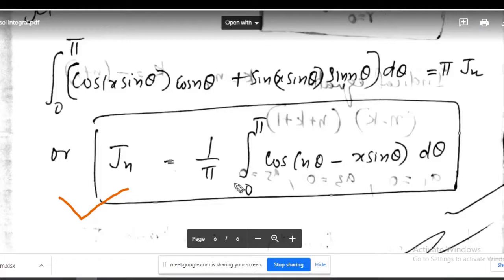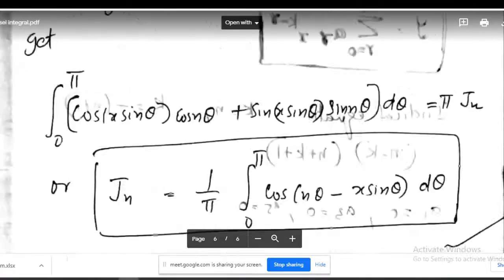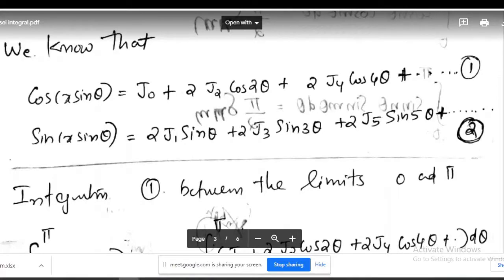So we can write J0. J0 will be 1 by pi integral 0 to pi cos(x sin theta) d theta, since this term will be 0. Sorry. What will be the J0? This term will be 0. Okay. So you have cos(x sin theta) d theta. And J1 is cos(theta minus x sin theta), like that. So you can express the Bessel function as an integral. Okay. So that's about the integral form, the Bessel integral.